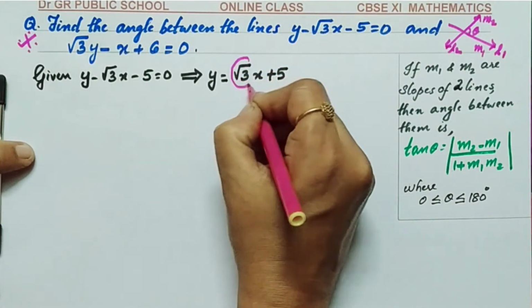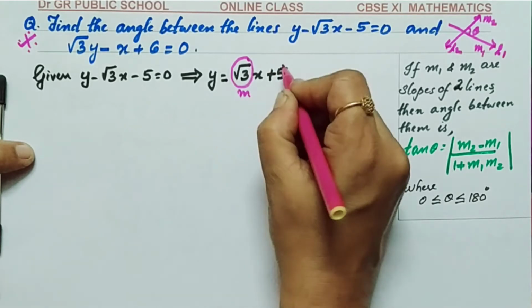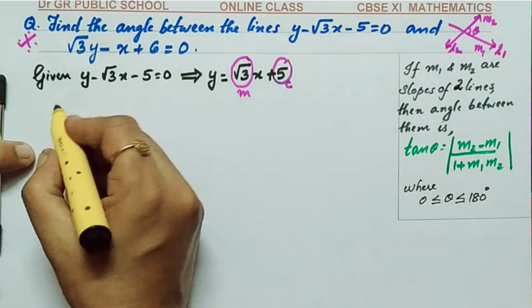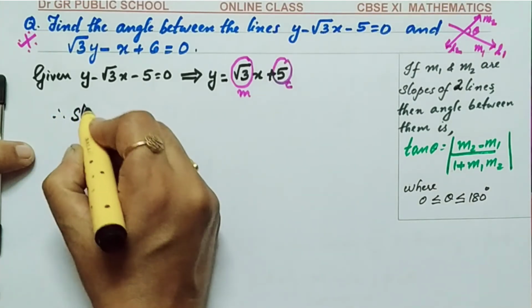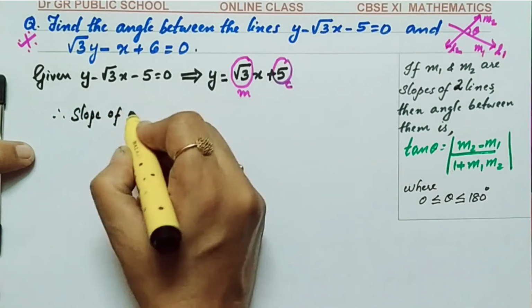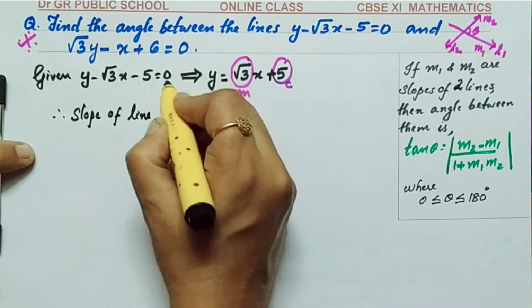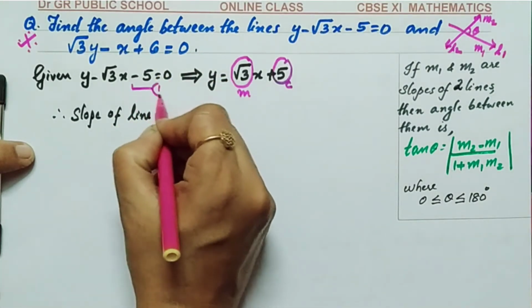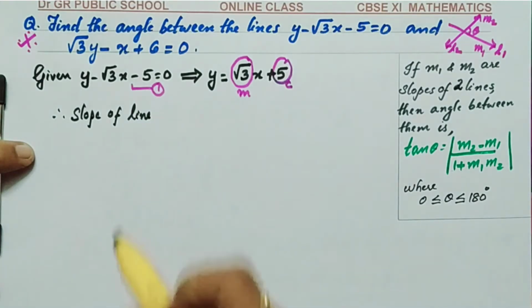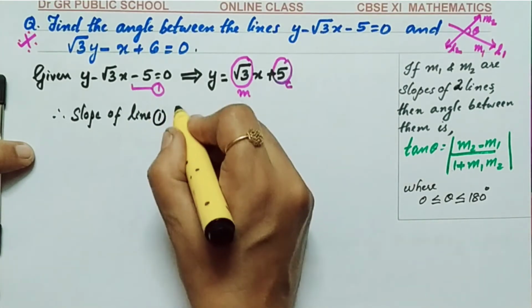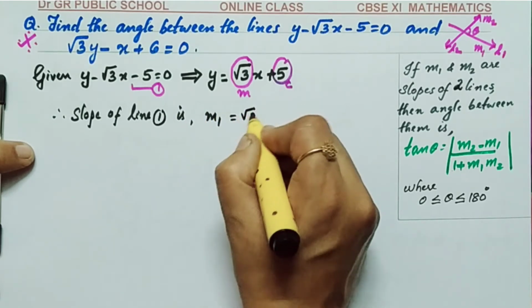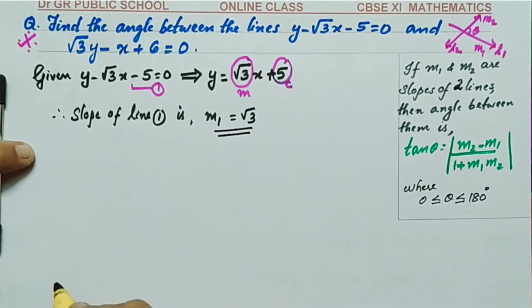Now the first line is converted to the form y equals mx plus c. So the slope of the first line, line 1, can be taken as m1 equals root 3. That's the first slope obtained.